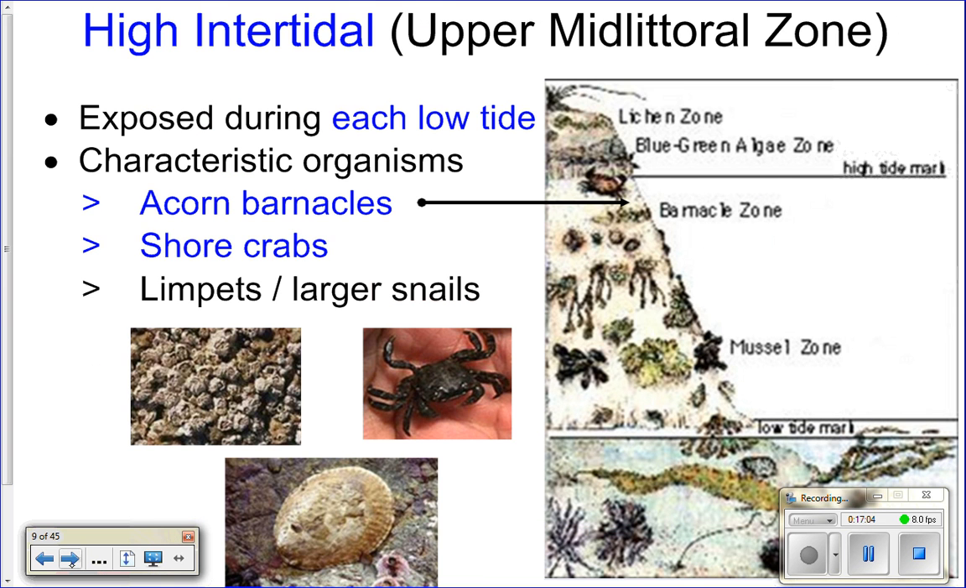Highest zone. The high intertidal zone. This is going to be the zone that is exposed during each low tide. So this is going to be this upper part right here. Every low tide, that's going to get exposed to the air, and it's going to be the last thing to be covered. Types of things that you find here are acorn barnacles. That's this picture right here. Shore crabs, limpets, that sort of thing. That's this zone right here. Lots of barnacles.